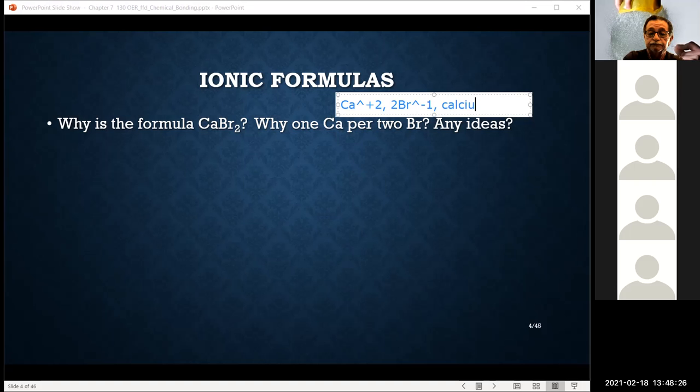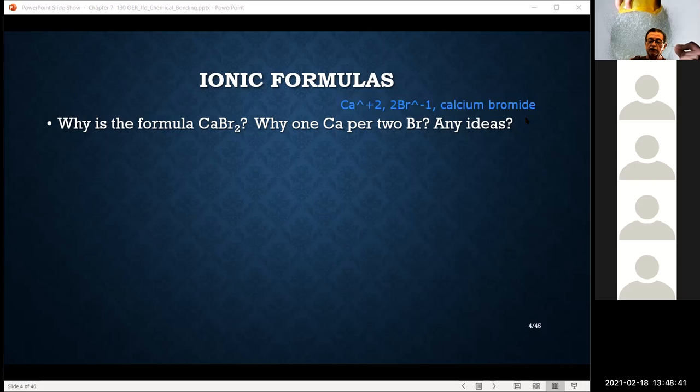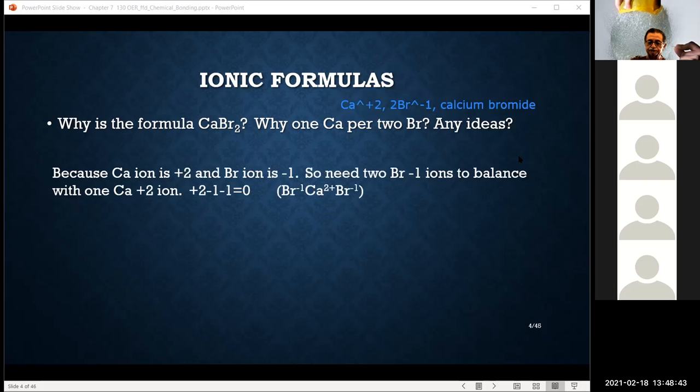Calcium bromide. No, I didn't say bromine, because remember, the nonmetals, when they become ions, we change the name to the ide. So calcium bromide is the name for that formula, for this compound.